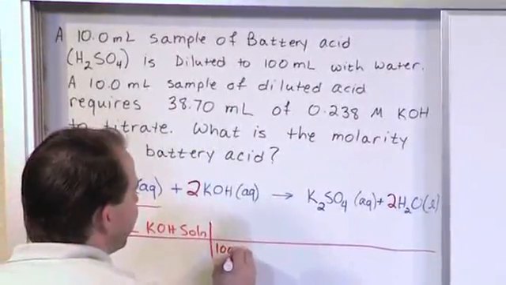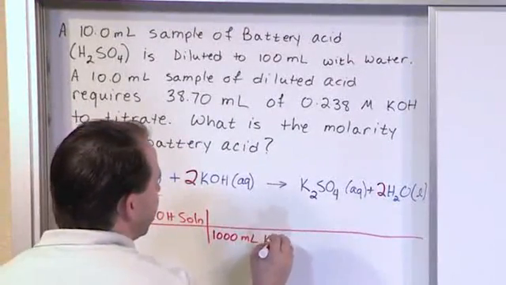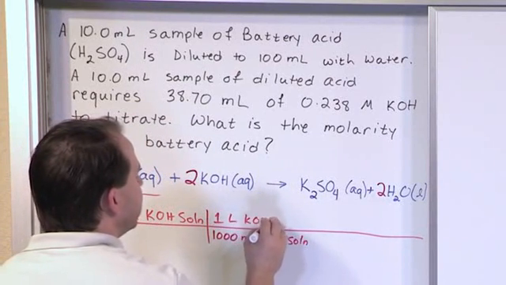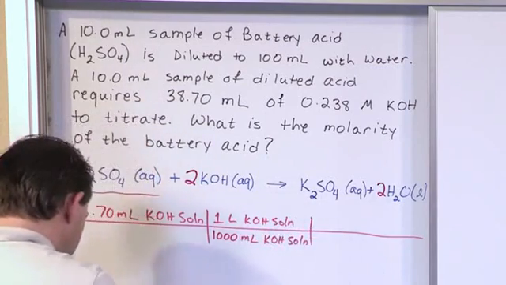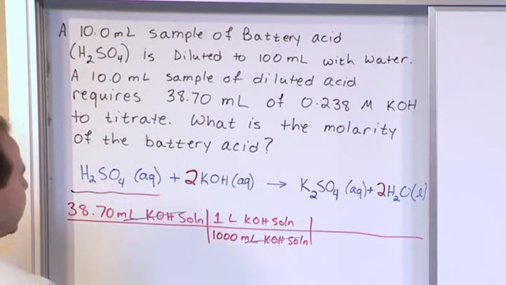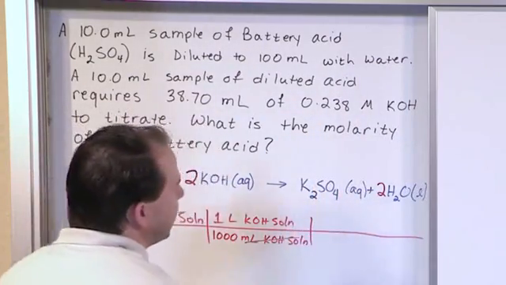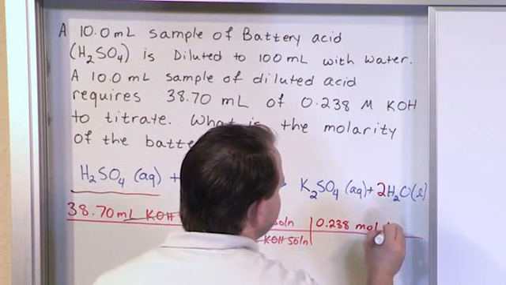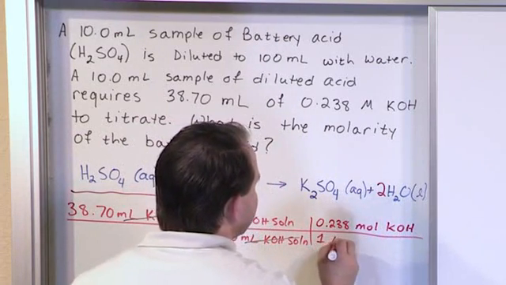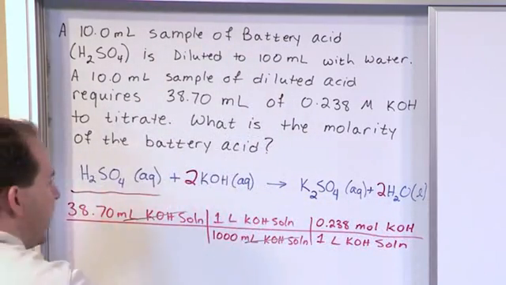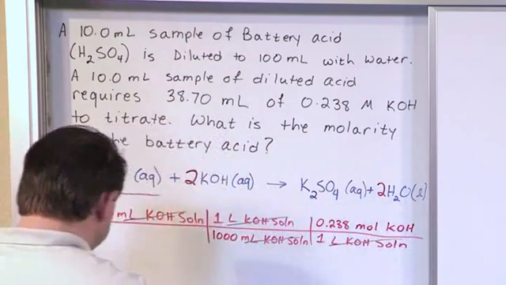So what you do is you just say 1,000 milliliters of KOH solution is 1 liter KOH solution. And we cancel milliliters with milliliters. So now if we stop the calculation, we really have how many liters of potassium hydroxide solution? Now let's use the molarity, 0.238 moles per liter. 0.238 moles of potassium hydroxide for every 1 liter of potassium hydroxide solution. Okay, so I have liters of potassium hydroxide canceling with liters of potassium hydroxide.